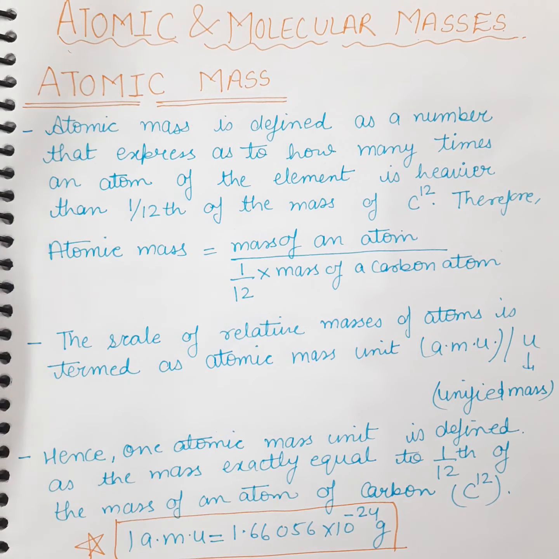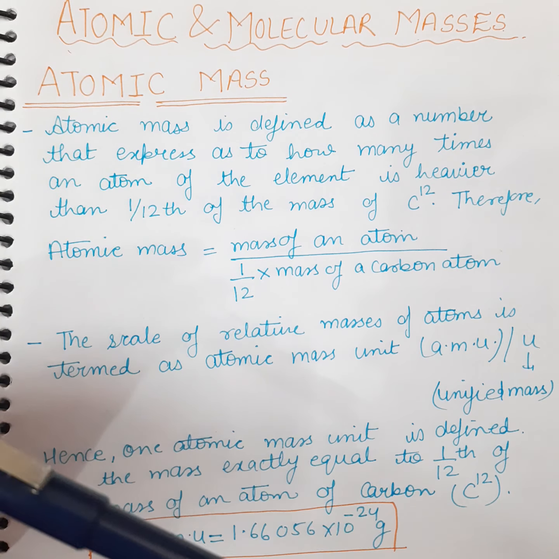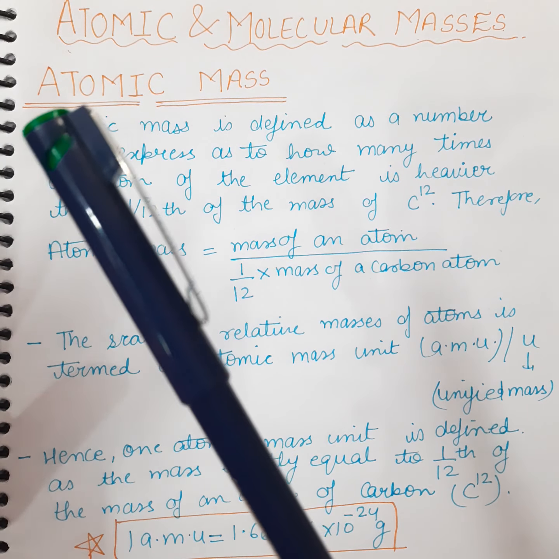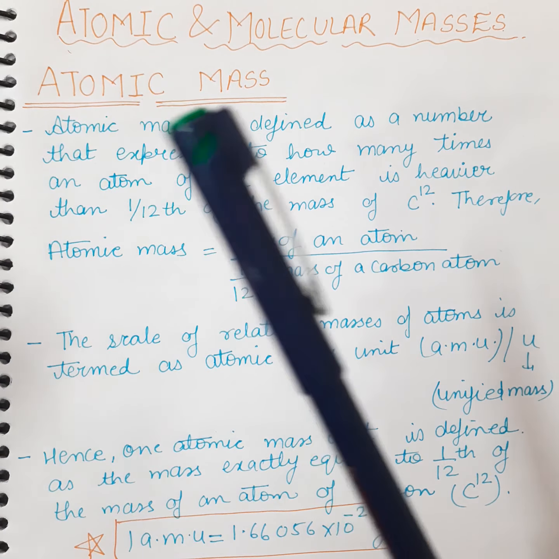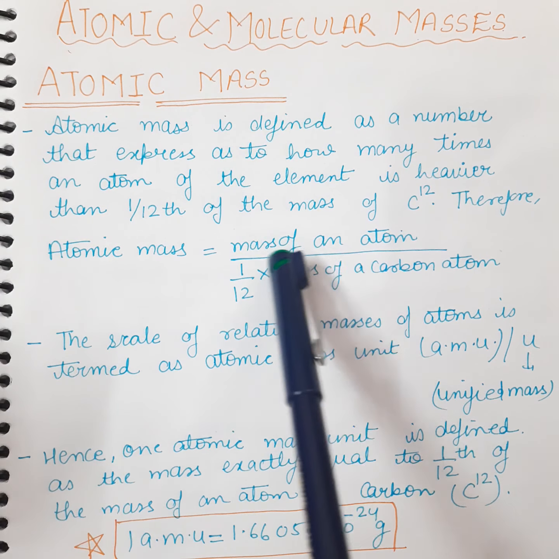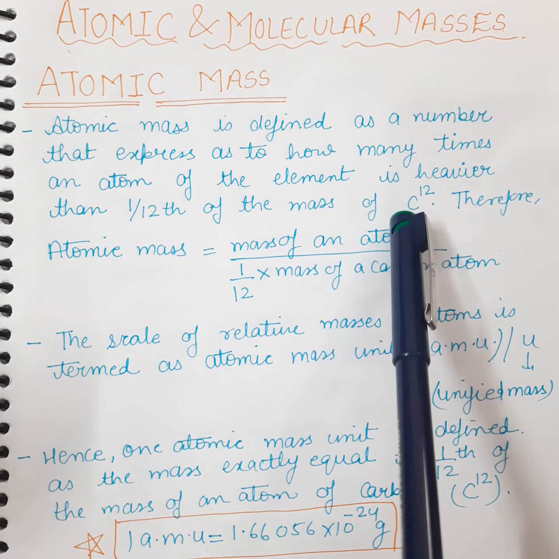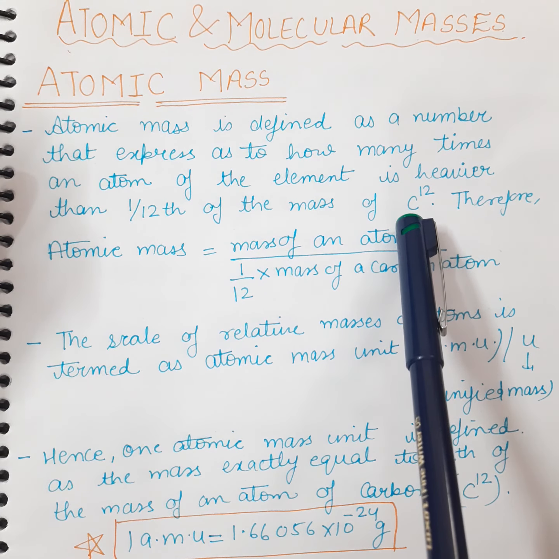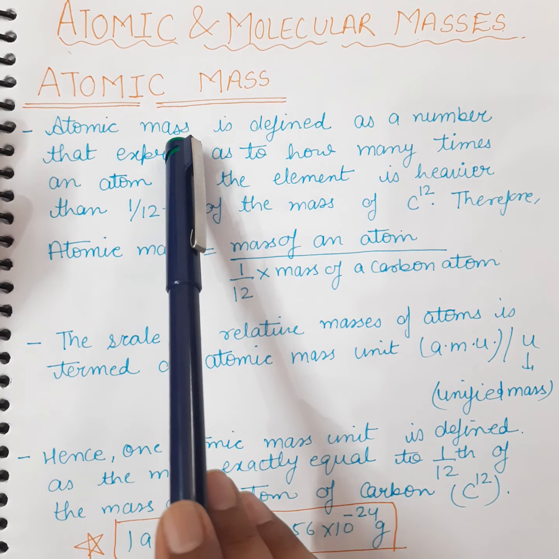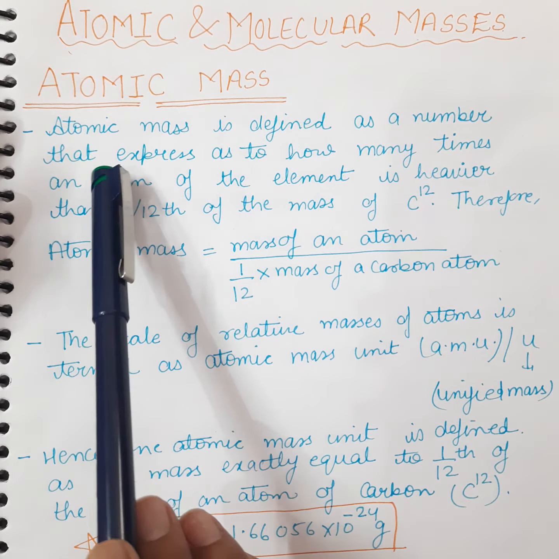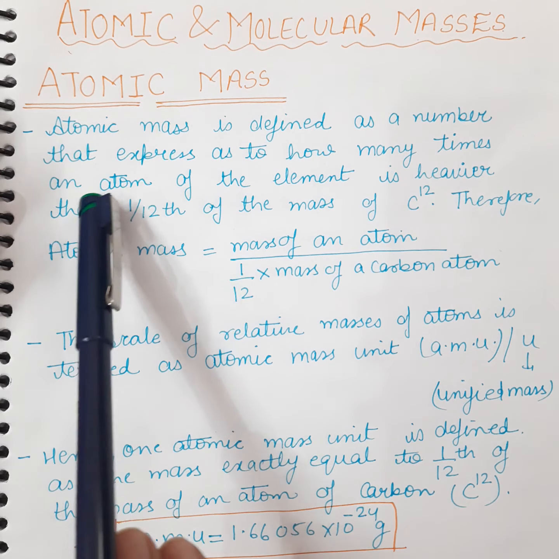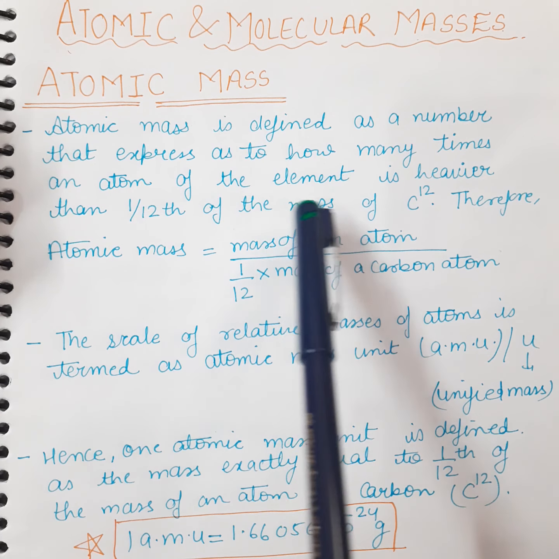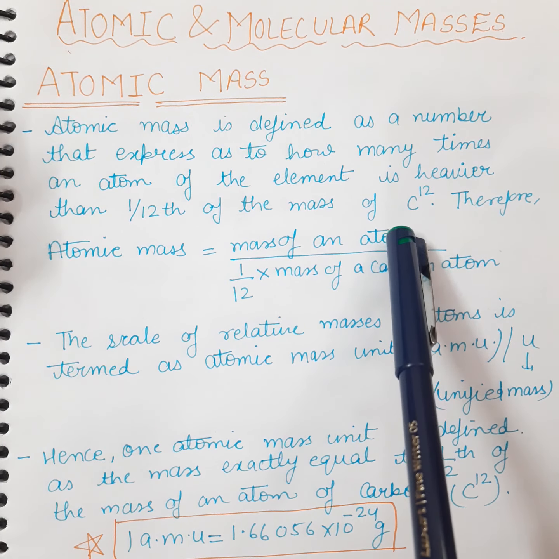Now students, atomic mass. Suppose if we want to measure the weight of this pen, then what do I have to do? I have to take a standard unit, right? Same for the atom. In chemistry, if we calculate the mass of a single atom, we take a standard unit. The standard unit is the C12 carbon atom. So we can say that atomic mass is defined as a number that expresses how many times an atom of the element is heavier than 1/12th of the mass of a C12 atom.